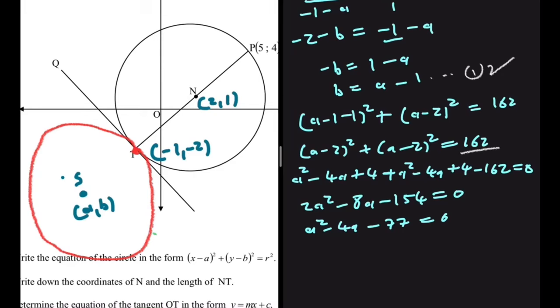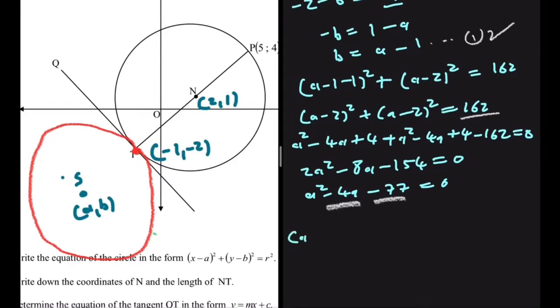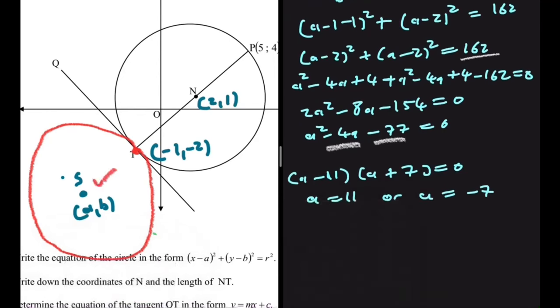Which two numbers do we multiply and get minus 77, but when we add them, we get minus 4? That is minus 11 and positive 7. So a minus 11 multiplied by a plus 7 should be equals to 0. A is equals to 11 or a is equals to minus 7. So we need to pick a value that makes sense. You can see that s is on the third quadrant, so the x value must be negative. So a cannot be equals to 11. It is equals to minus 7.